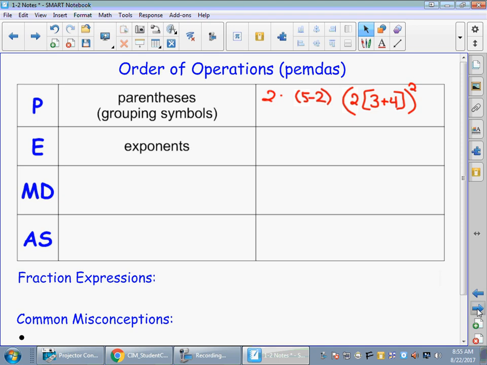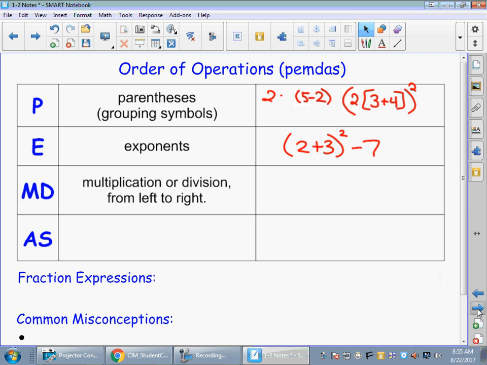Exponents for the E. So the exponents come after the parentheses are done. So if I have (2 plus 3) squared, well, I have to do the parentheses first, then I square it before I do anything else on the outside. So if this said minus 7, I have to square it before I subtract it. M and D stand for multiplication or division, but this is done from left to right. So whichever one comes first, you do that first.